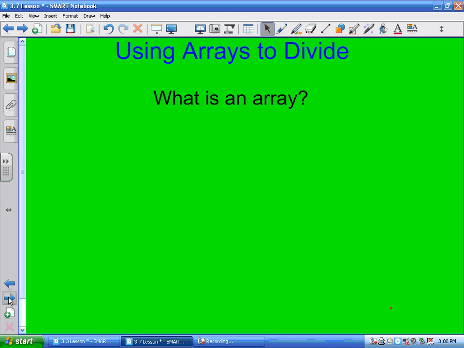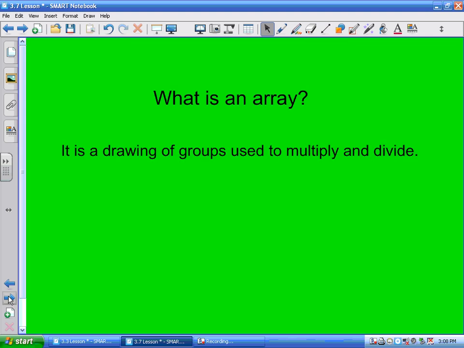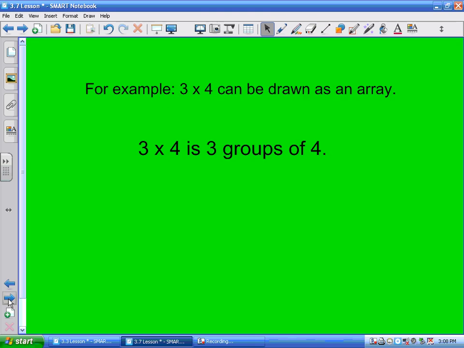Let's start with what's an array. An array is a picture with dots or sort of drawings that help you to actually multiply and divide. So it's a drawing of groups. For example, if I asked you to multiply 3 times 4, it could be drawn in an array, which is 3 groups of 4. You make 3 groups of 4, and then you can count them. 1, 2, 3, 4, 5, 6, 7, 8, 9, 10, 11, 12. So 3 times 4 is 12.